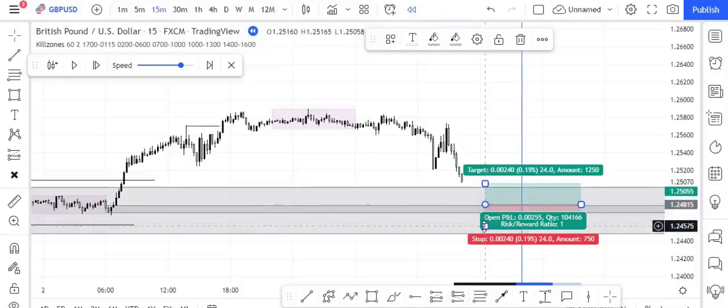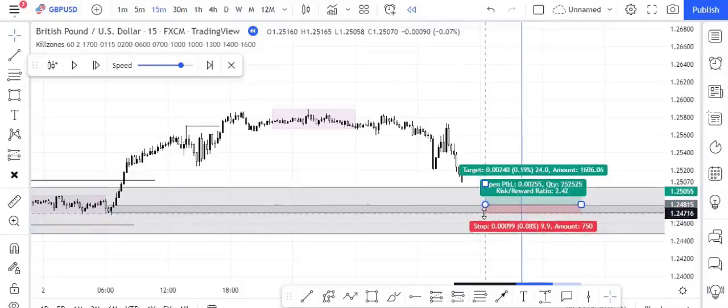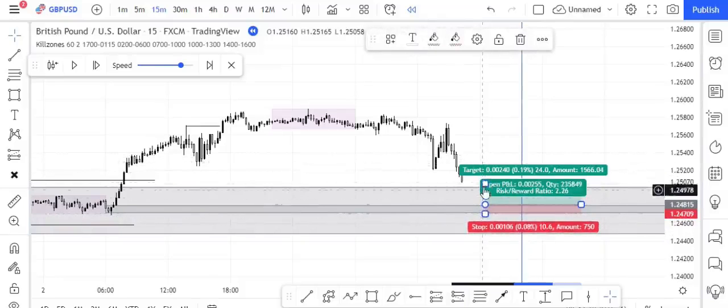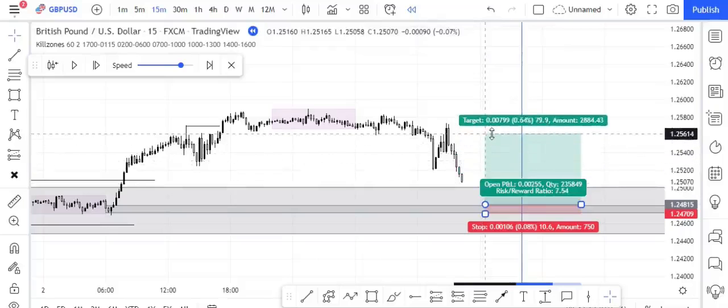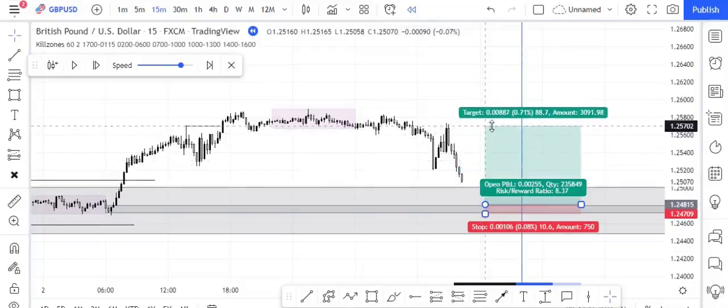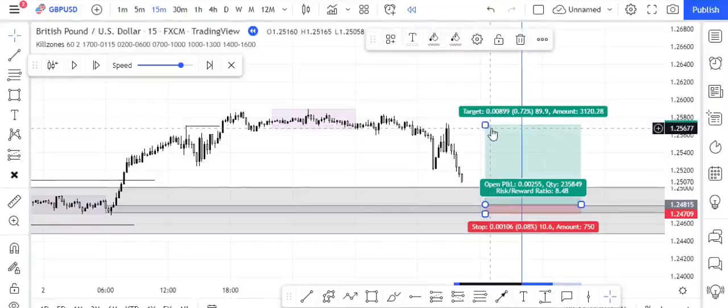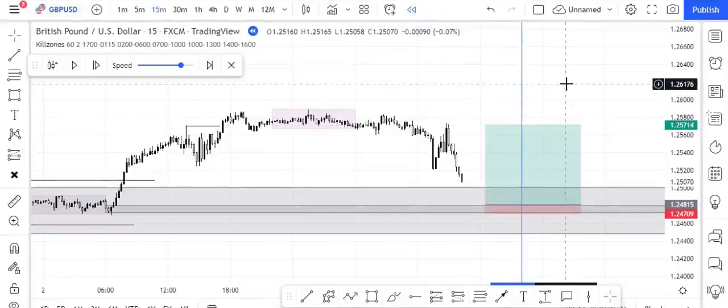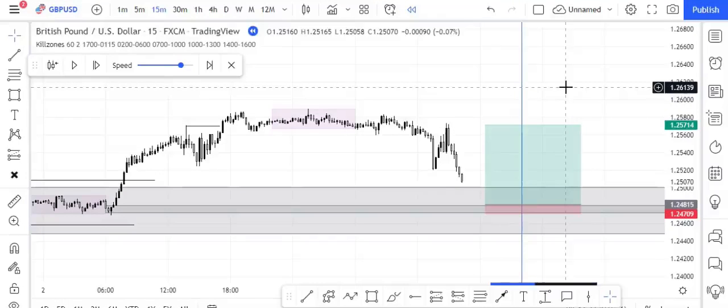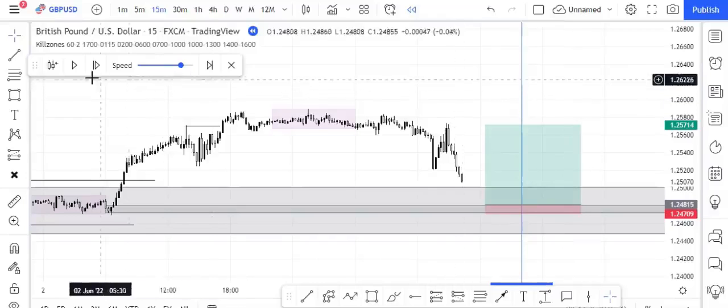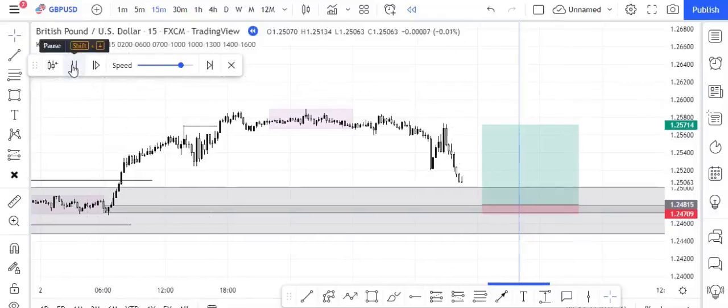Okay, so this is our entry, and where's our target? We want to target this high here, and that will give us 8.48 RR if it goes our way. All right, if it goes our way, it will give us 8.48 RR. So let's play price.